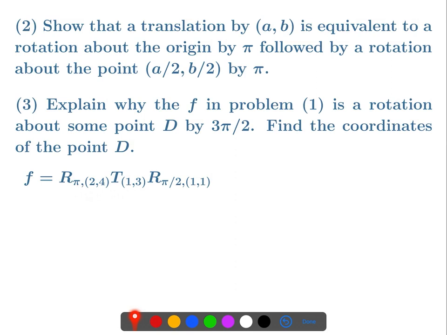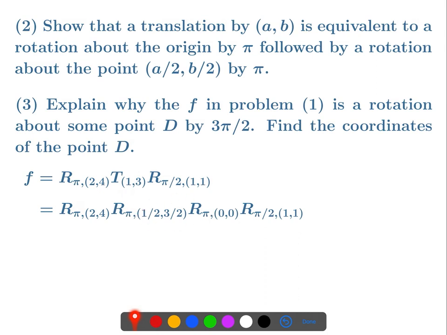So the question is, how would you handle a translation in the middle of all these rotations? And the answer is you take that translation and you write it as a product of two rotations like we did in problem 2. So we can take T sub (1, 3) and rewrite that as a product of these two rotations. What problem 2 said was if we have a translation by some amount, we can rewrite that as a rotation about the origin by pi, followed by a rotation about 1/2 of whatever this point was, so (1/2, 3/2), by pi. So that's what number 2 was saying. And so using number 2, we get that this can be rewritten like this.